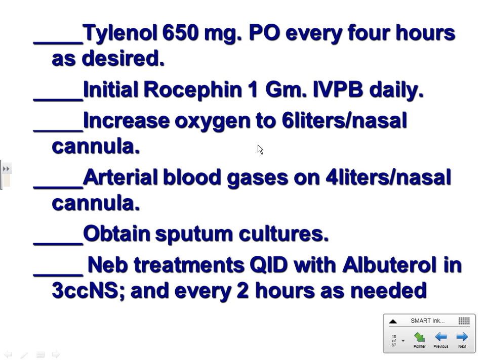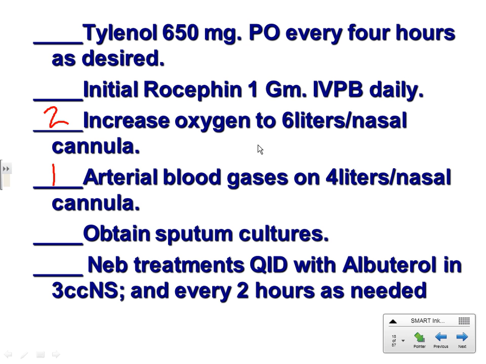We have Tylenol, Rocephin, increase O2 to 6 liters, ABGs on 4 liters, obtain sputum cultures, nebulizer treatments 4 times a day. So what are we going to do first? Why are we doing the ABGs first? Because he's on 4 liters and the order is ABGs on 4 liters, right? So a lot of you wanted to just crank up the oxygen first, but you've got to read the orders. ABGs on 4 liters. Then what are you going to do? Remember ABCs. Then we're going to crank up the oxygen to 6 liters. So we got to get the ABGs first on 4 and then bring them up to 6.